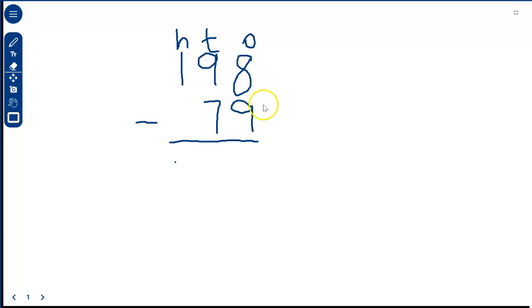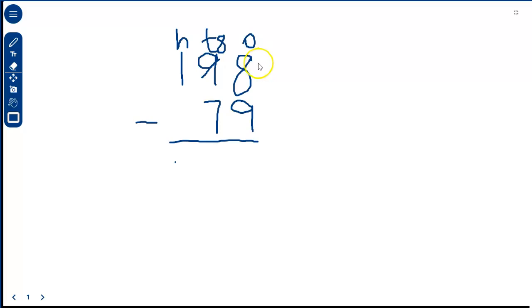So back to our digit 8. 8 cannot take away 9 because 8 is smaller than 9. Therefore, we are going to move on to our tens column where we have 9 tens. And from the 9 tens, we will borrow 1 ten. Therefore, I will cancel the 9. And in place of 9, we are going to be left with 8 tens. The 1 ten, I am going to carry it over to the ones column.